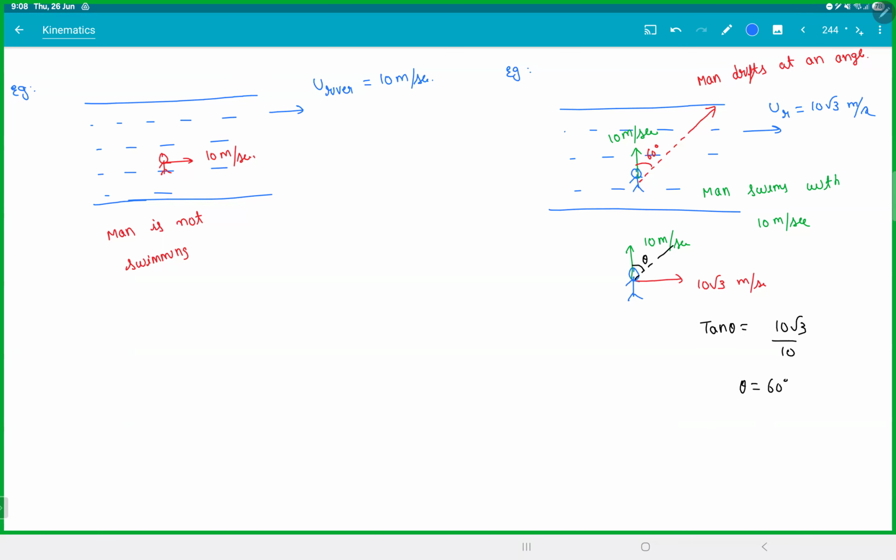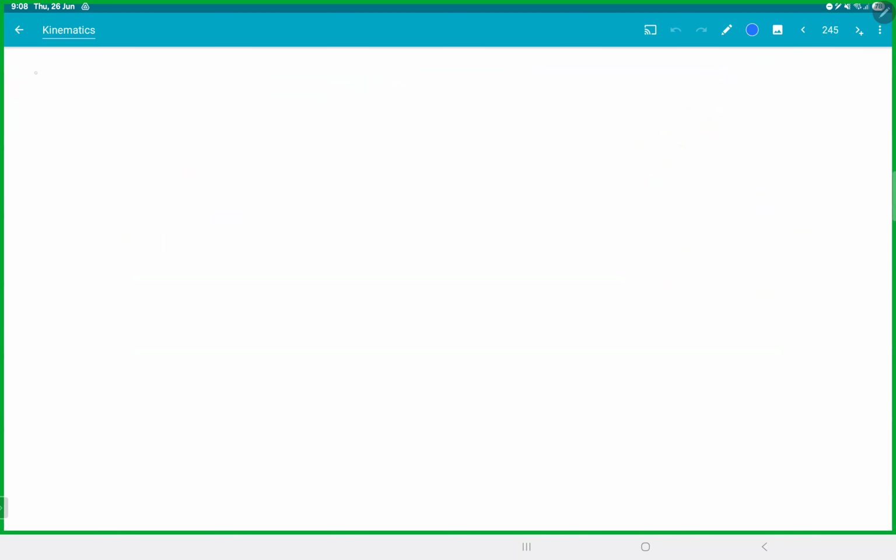Great. Case one. Man swims along and opposite to the river flow.